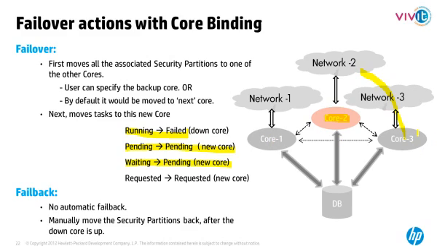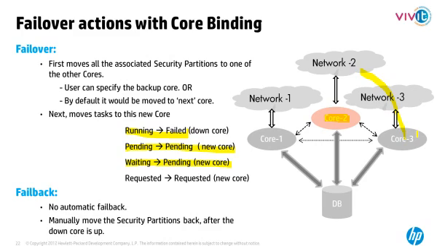Core 3 got everything from core 2 because we moved the security partition from core 2 to core 3. We can't divide the partition and give half of it to core 1 and half to core 3. That is not possible automatically, but if a user wants to do that, they can. So to recap, first we moved the partition, then we moved the tasks.